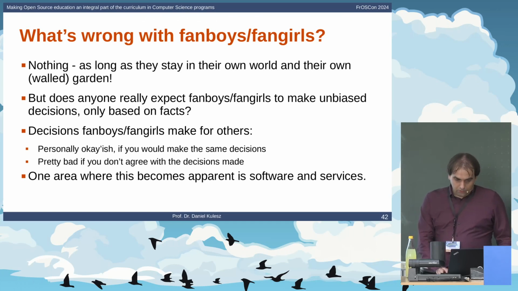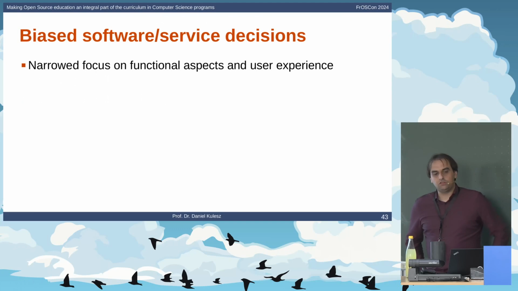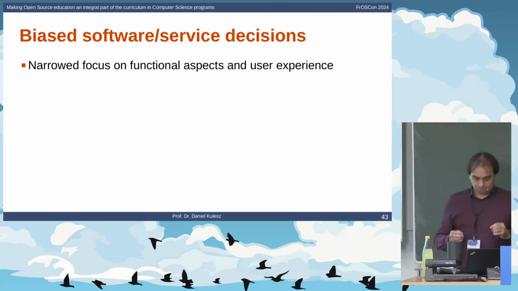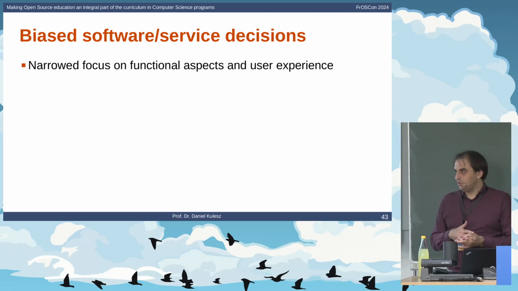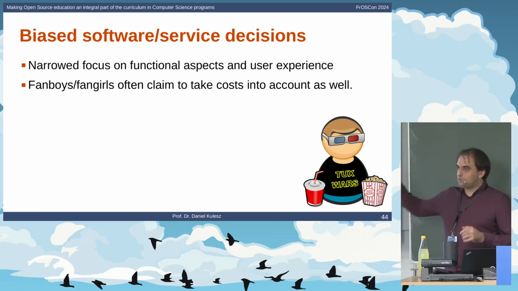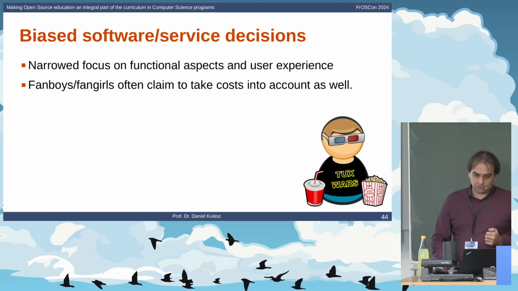When these, I would call them biased, decisions for certain software or services are made, what I often observe is that the people who make them have a very narrowed focus. They only look at the functional aspects, and maybe also at the UX side of things. They say, this is the software that provides the functions that I need, and it's so easy to use. Sometimes they also take costs into account. They say, it's not so cheap, but with this great user experience that really satisfies that.